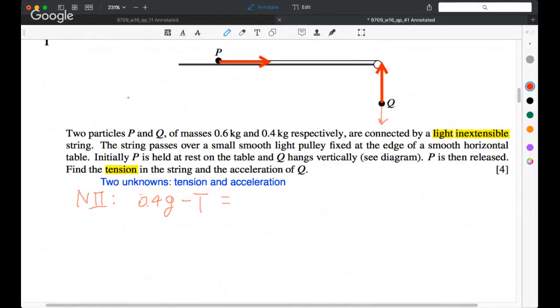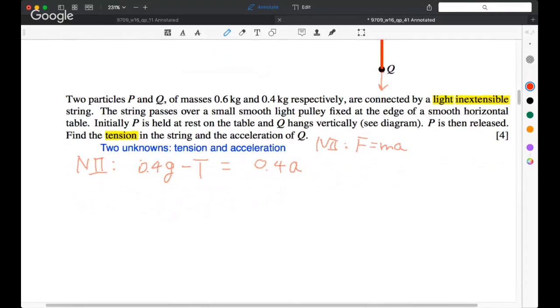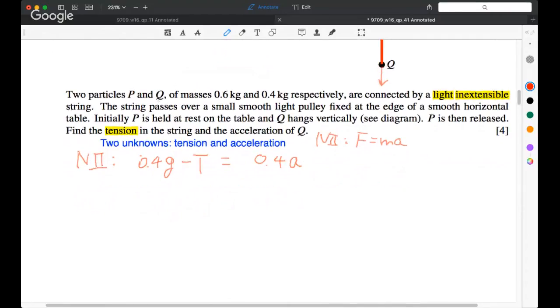And what's that equal to? So let's just revise Newton's second law. It simply states that the resultant force on an object is equal to its mass times acceleration. And the mass of Q is 0.4, and acceleration is a, which is, again, an unknown. So we have one equation and two unknowns, which is obviously not enough.